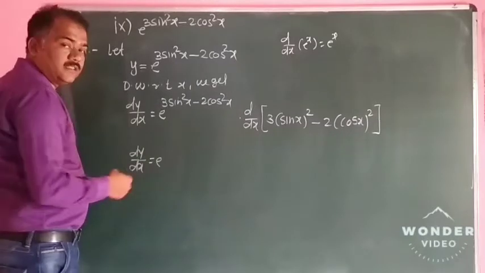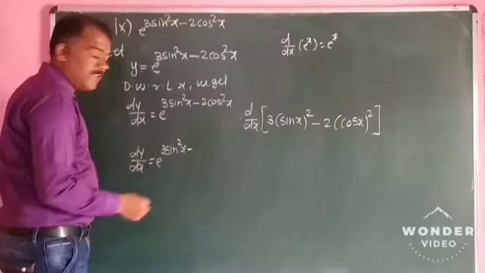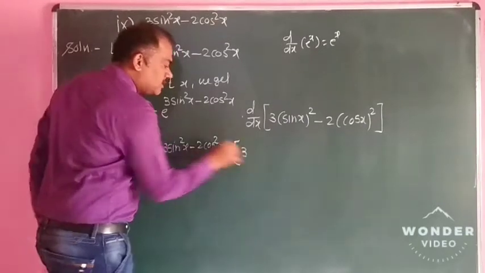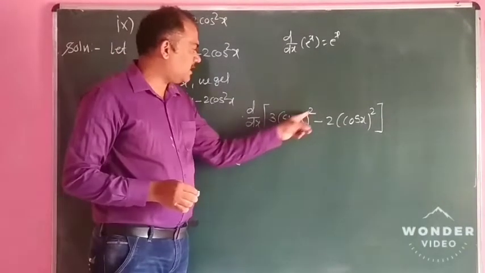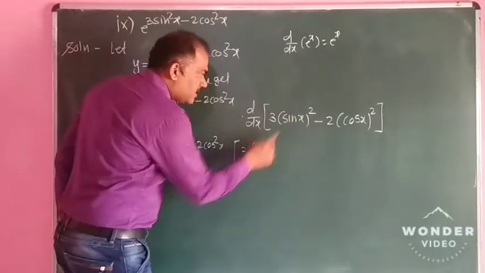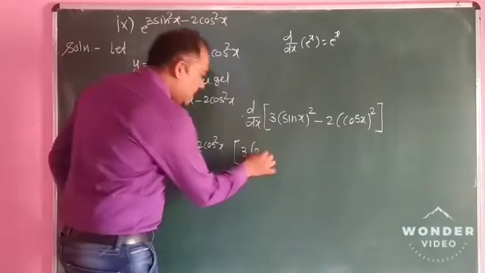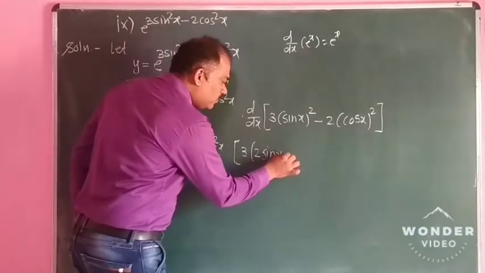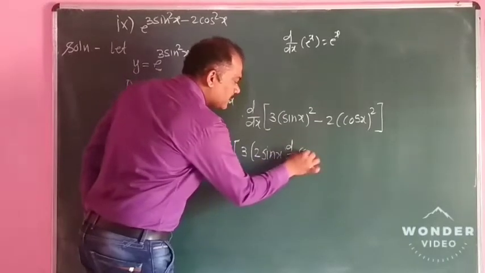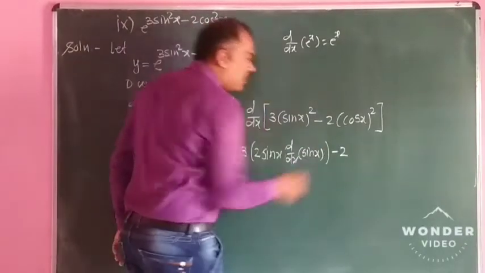That is dy by dx is equal to e raised to this factor as it is, 3 times sin square x minus 2 times cos square x, into, 3 is a constant, we take it outside. Now sin x raised to 2, by using the power function formula, we take the power as it is and minus 1 from this power, that is 2 minus 1 is nothing but 1. This power of sin x is 1, that is we can write sin x into d dx of sin x, minus 2 times.